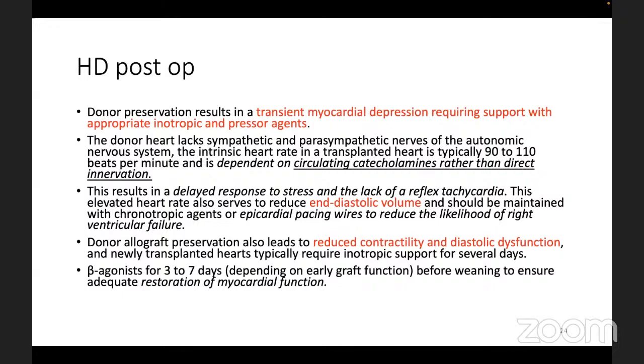The elevated heart rate also serves to reduce the end-diastolic volume, which should be maintained with chronotropic agents or epicardial pacing wires to reduce the likelihood of RV failure. Now, donor allograft preservation also has to do with the reduction in contractility and diastolic dysfunction, and newly transplanted hearts typically require inotropic support for several days. Sometimes they use beta agonists for the first week after transplant, depending on the graft function, before weaning to ensure adequate restoration of myocardial function.